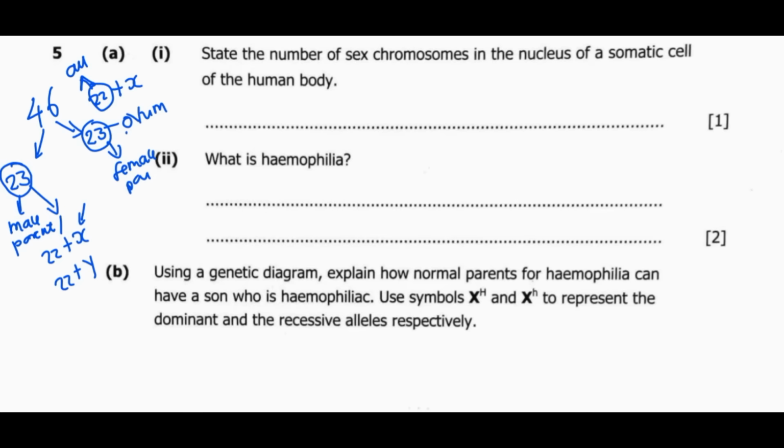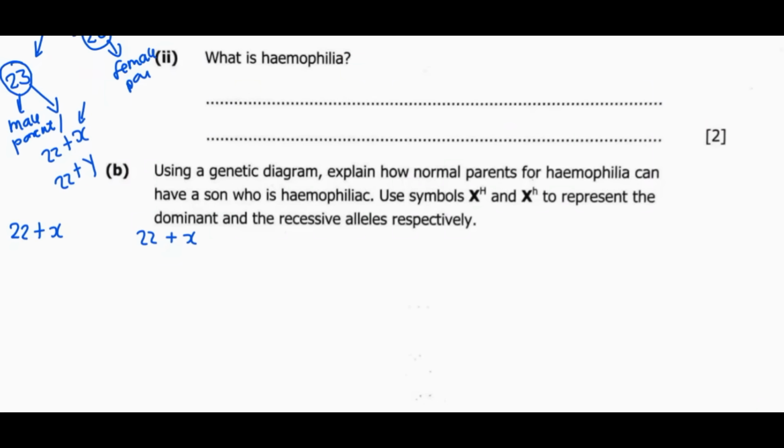If, for example, we have 22 plus X, so let's say the sperm cell that is fusing with an ovum is carrying X. And if you draw a genetic diagram, we can see that this X will mate with this X, will give us XX. And we know that whenever we have XX, this is a girl child.